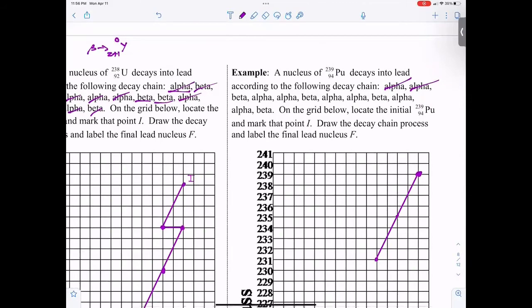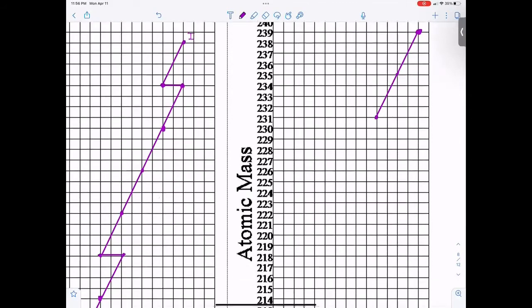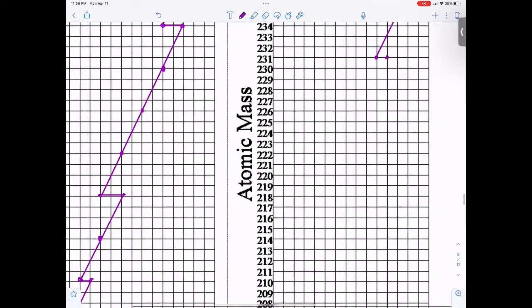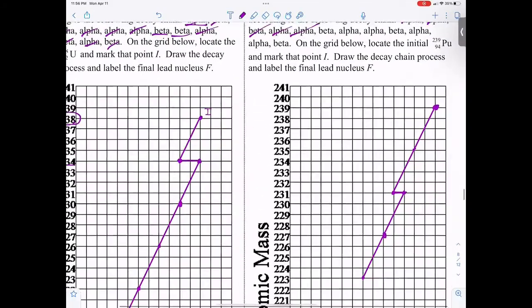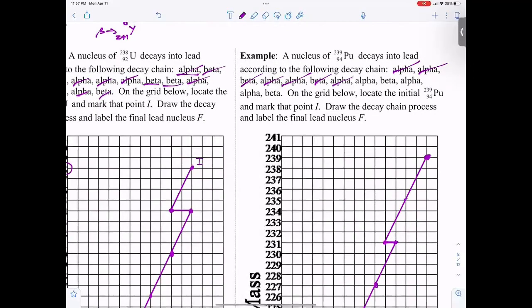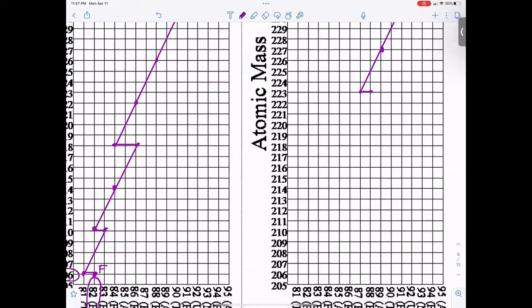Okay, then I'm going to go beta, which means add 1 proton, keep the mass the same. Then I'm going to go 2 alphas in a row. So down 1, 2, 3, 4 over 2. Down 1, 2, 3, 4 over 2. Okay. And then we're going to go 1 beta, means add 1 more proton. Then we're going to go alpha alpha. So down 4 over 2, down 4 over 2.